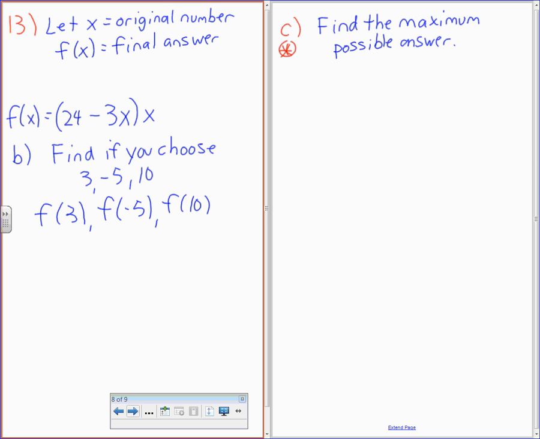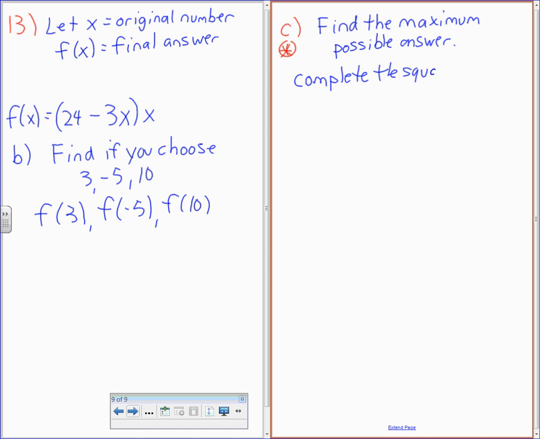So math students' eyes gloss over. How do you find the maximum possible answer? Noah, go ahead. Complete the square, find the vertex. Okay? Now you can also do the midpoint of the roots. I'm going to complete the square because I like it. But you can find the midpoint of the roots as well if you choose to. Okay? So to complete the square, that gives you your vertex.